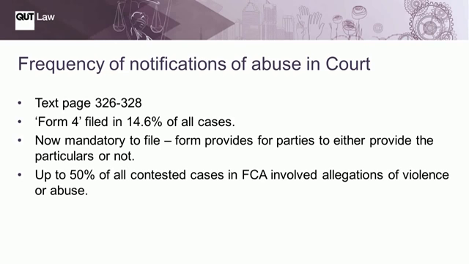Prior to 2015, parties were required to file a notice then described as a Form 4, setting out the particulars of abuse or risk of abuse. It's now a requirement for every party to file a notice of risk of abuse or family violence. In that notice, parties are required to detail either the particulars of risk of abuse or family violence, or in effect, make a positive statement that there is no risk of abuse.